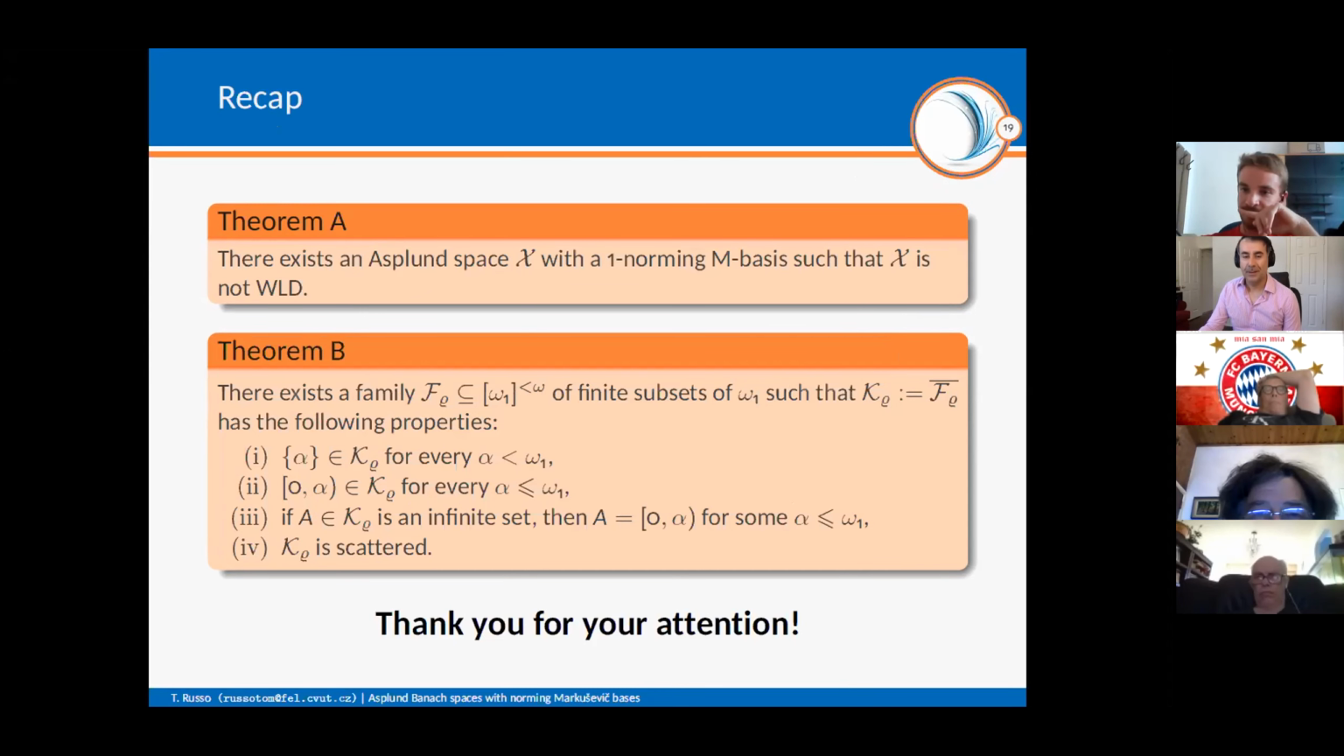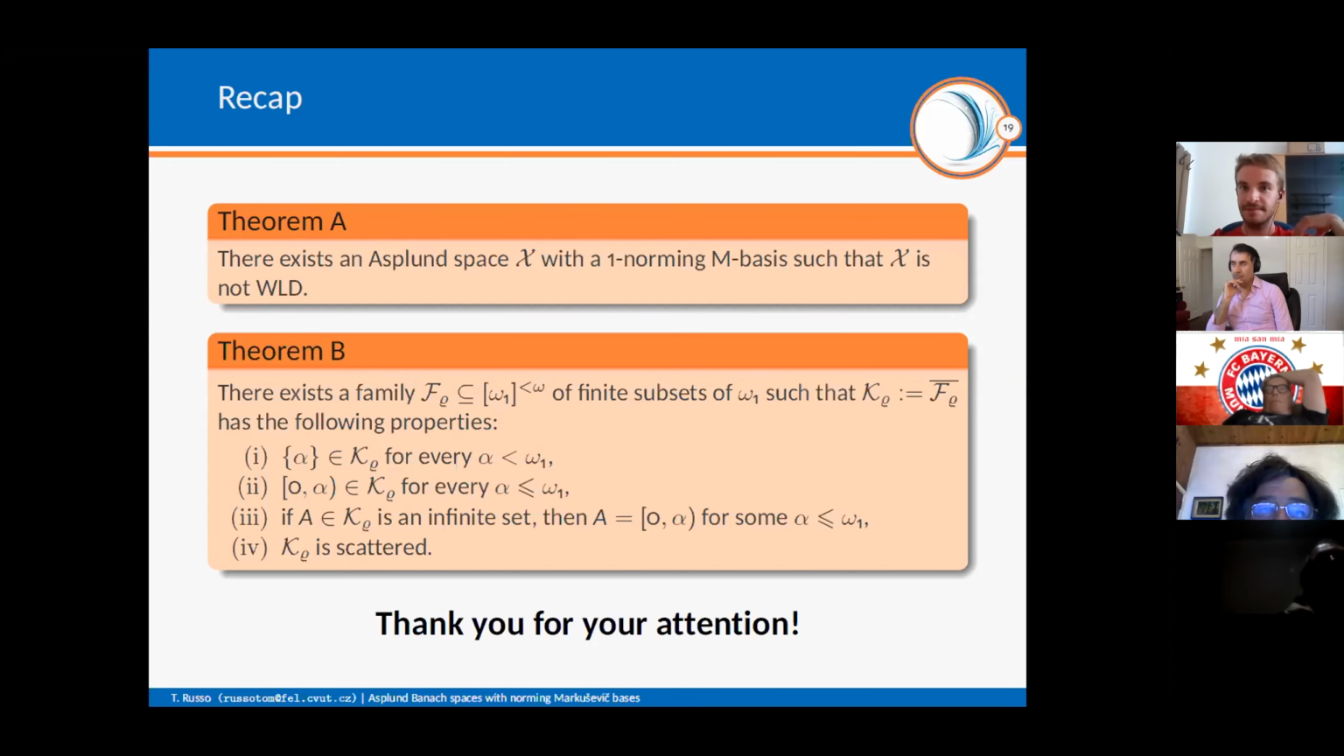Yes, this is Gilles Godefroy talking. Thank you, Tommaso, for this very nice lecture. I had a question which might be trivial. If you strengthen a little bit the Asplund assumption, that is, if you assume that the Szlenk index is countable, I believe that in your space, the Szlenk index is probably omega 1. It looks very likely to me. Yes, it is. A space with a countable Szlenk index and a norming basis, do you think that you could possibly show it's WCG, or is it just nonsense?